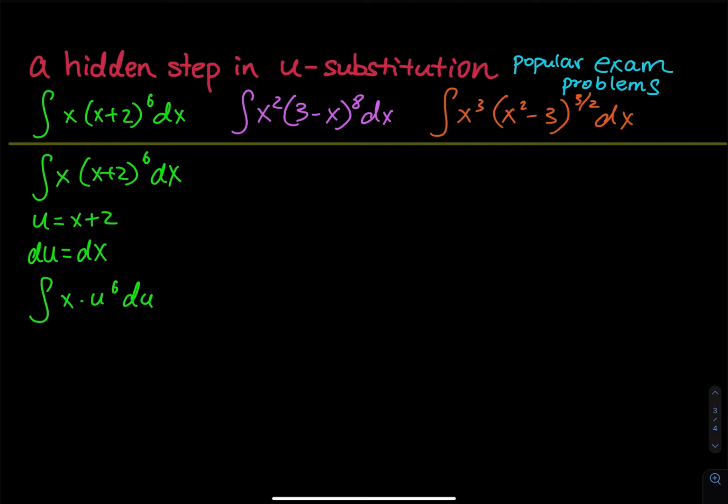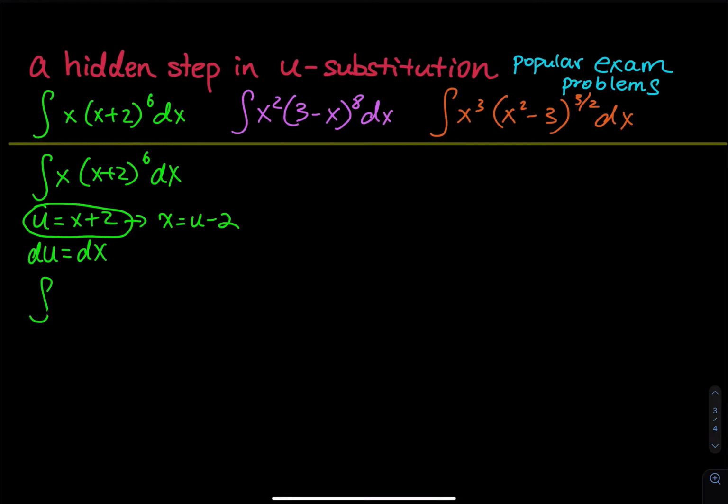No. There is a hidden step to get rid of the x. So let me show you what that step is. You have to take a look at the u one more time. So u equals x plus 2. So what does that mean? That means x equals u minus 2, right? So now you are going to do two substitutions. So let me erase that. You no longer have an x in front.